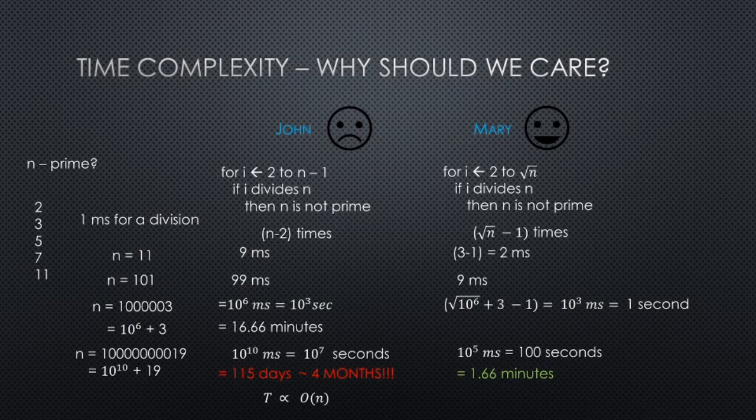This O is called big O. You can search over the internet to see what it is. We will not go into the details of mathematical notations for now. Mary's program, as you can see, the time taken is proportional to the square root of n. And we say that this is an order of square root of n algorithm, and we write it as big O of square root of n.